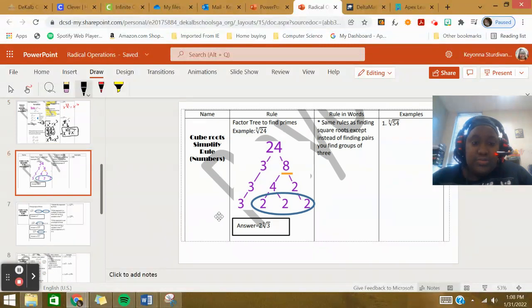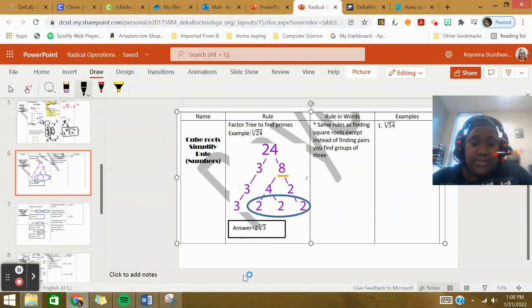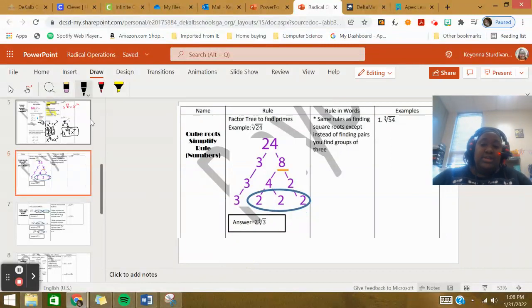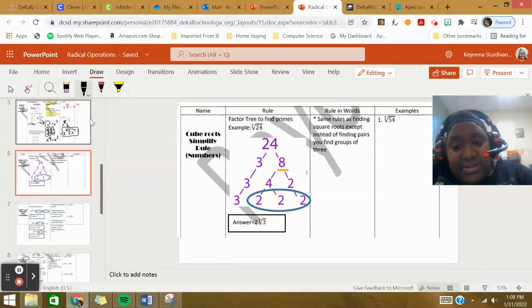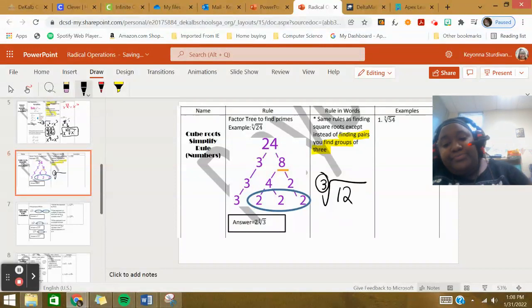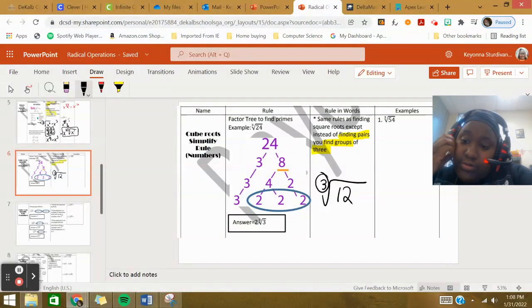Now we're looking at cube root. Cube root, guys, the only difference is the index is 3. And the index being 3 basically tells me I need sets of 3. Okay. And it actually says it on here. It's the same rule as finding square roots, except you're finding groups of 3. So that's the only difference. The process is the same. The only difference is this little index here tells you that you need 3 things instead of just 2.